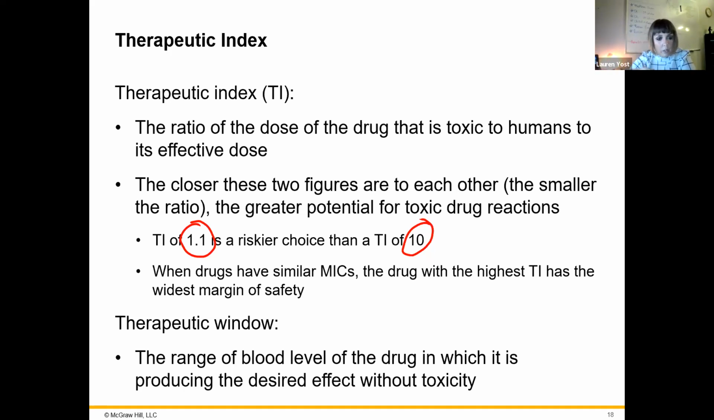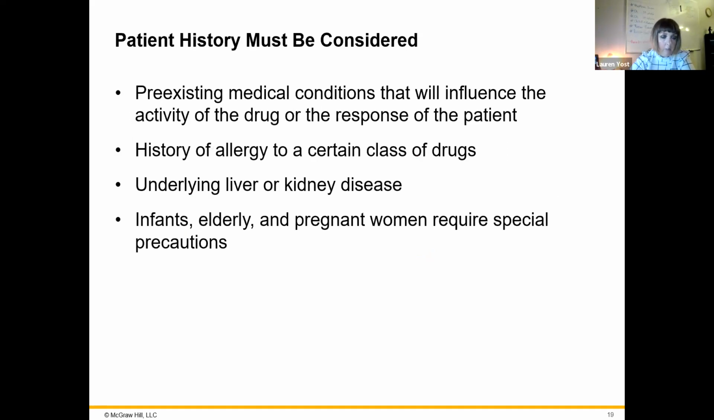The therapeutic window is the range of the blood level of the drug in which it's producing the desired effect without being dangerous for the patient, being toxic for the patient. Yes, if you have ever seen any patients that were on these super strong antibiotics, you will see that there are definitely negative side effects to these.